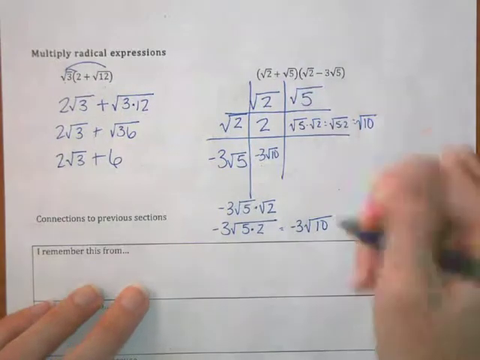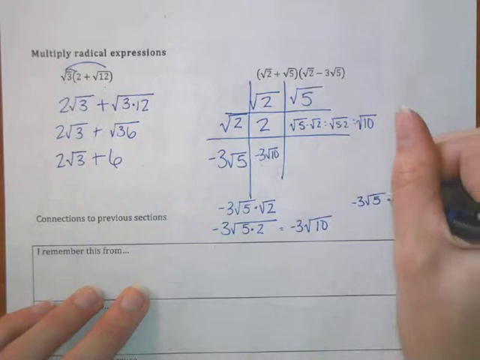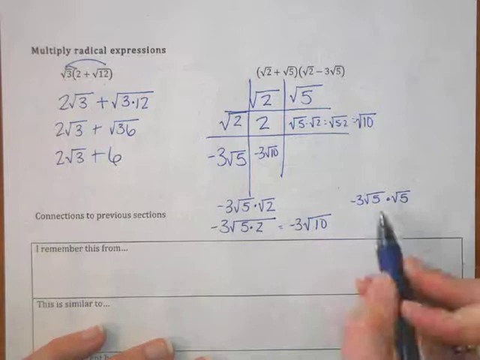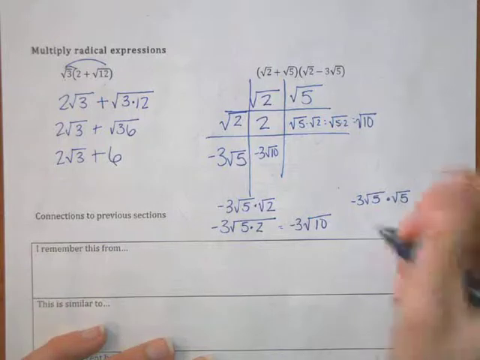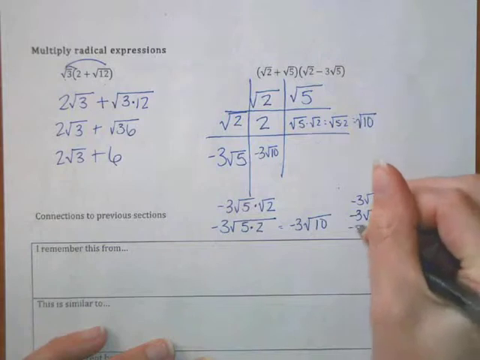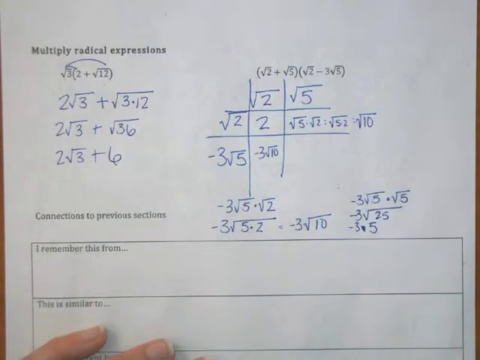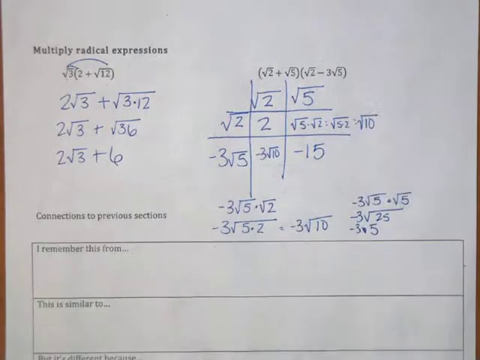All right, we have one more. So I have negative 3 times the square root of 5 times the square root of 5. What's the square root of 5 times the square root of 5? It is the square root of 25. 5. It's 5. So we can write this as square root of 25. So we get negative 3 times 5, which is what? Negative 15. All right, so now I've filled in my box.